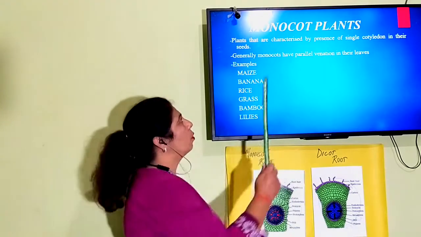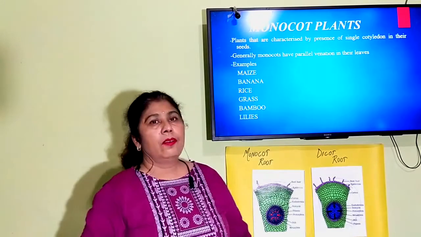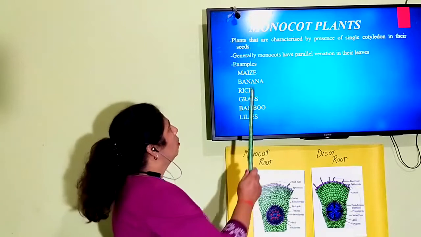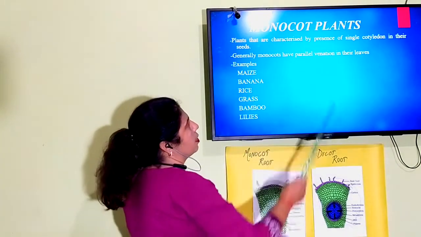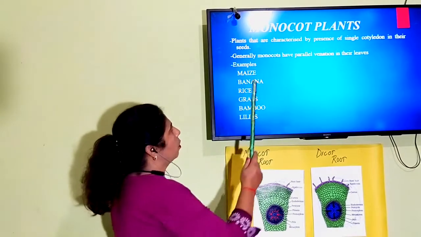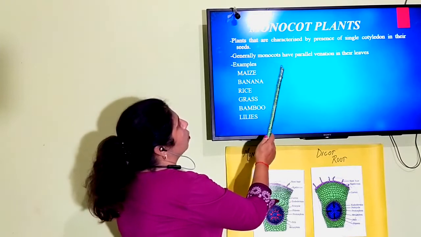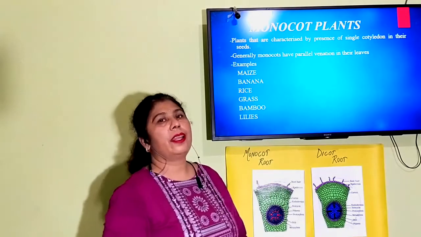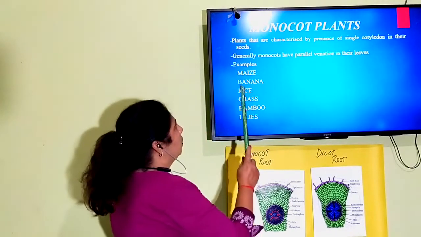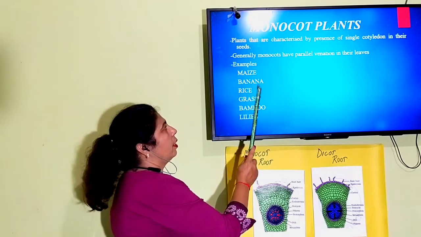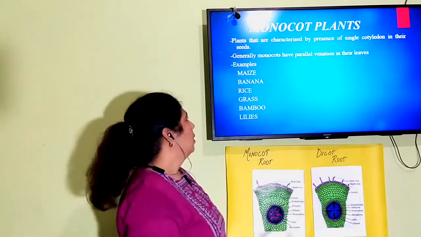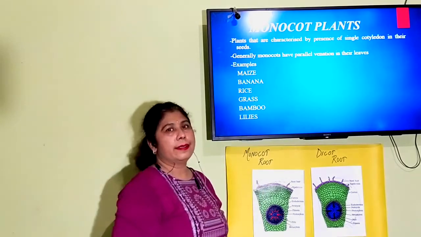Now about the monocot plants. We must know basics about the monocots and dicots. Plants that are characterized by the presence of a single cotyledon in their seed are called monocot plants. Generally, monocots have parallel venation in their leaves. Some examples of monocot plants are maize plant, banana plant, rice, all grasses, bamboo and the lilies.